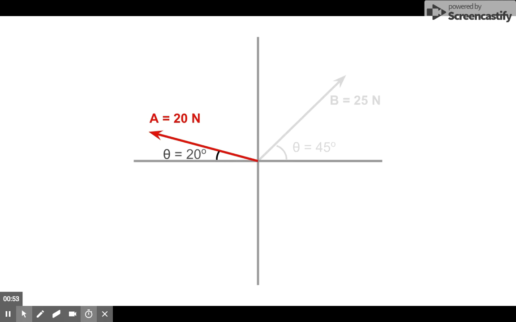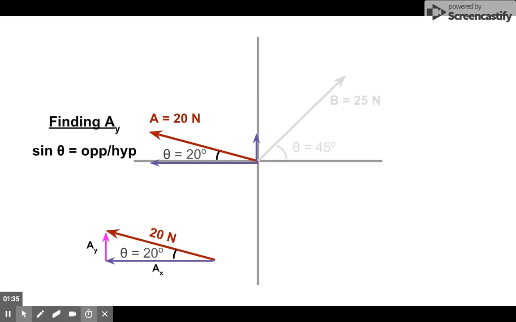The next thing that we do when we're trying to combine vectors algebraically is we take our vectors, if they're at an angle like this one, and we resolve them into their components. In other words, I'm going to break this vector into an x component and a y component, and I'm going to use some trigonometry to do that. The x component and the y component I've labeled here as purple arrows. If we rearrange those components, we end up with a right triangle with theta being defined as 20 degrees and our hypotenuse is 20 newtons.